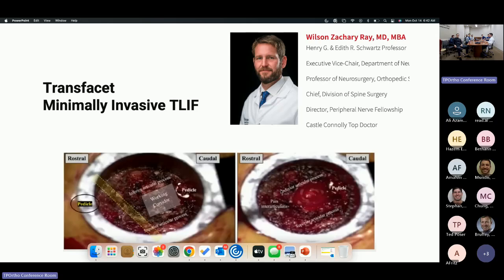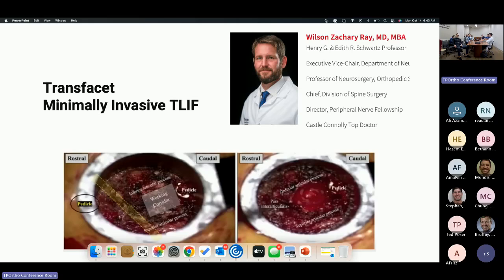What he means by transfacet is he creates a small corridor. So you basically need to have an expandable cage because it's such a small corridor. But you don't take down the IAP. You don't take down the medial bone, and you just create a working corridor within the facet, which does give you access to the disc space. And so then you've got bone medial protecting your traversing nerve root, you've got bone lateral protecting your exiting nerve root, and you can really go to town.